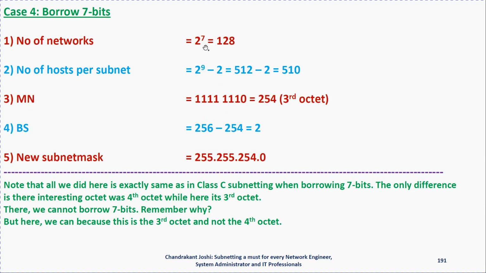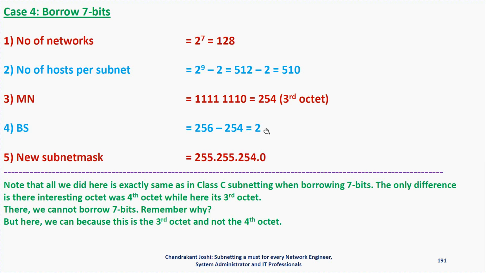Magic number: 7 bits have been borrowed, so the first 7 bits are all ones and the 8th bit is 0. So this gives us a magic number of 254 in the third octet. We are still in the third octet. Now block size is 256 minus magic number, so that is 2. And we get a new subnet mask by substituting this 254 in the interesting octet, which is the third octet.